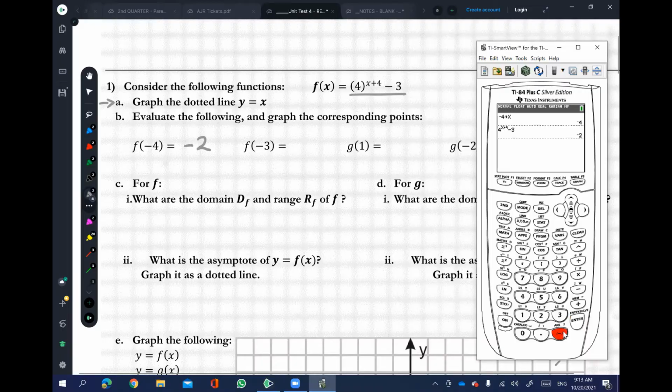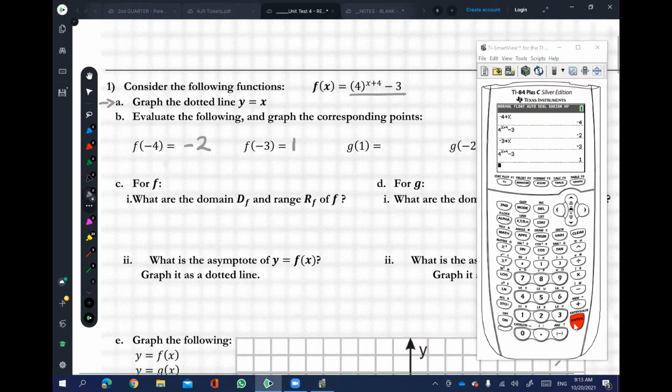I'm going to do the same thing for f of -3. I'm going to store -3 into x, and then I'm going to scroll up to recall the same formula. Press enter and press enter again, and I've got 1.